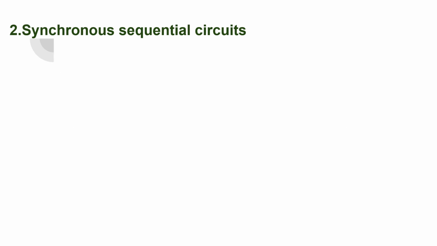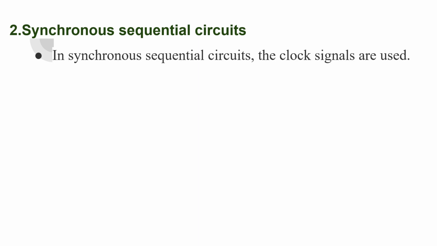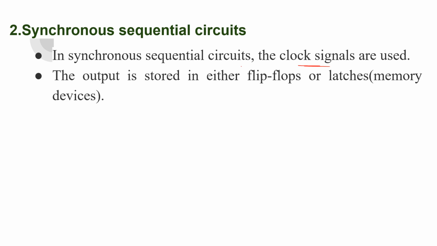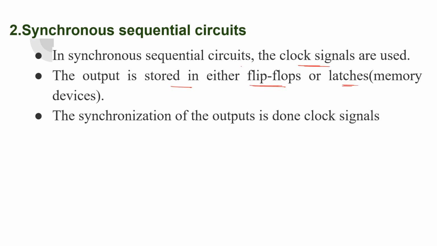Next, the second one, synchronous sequential circuits. In synchronous sequential circuits, the clock signals are used. The output is stored in either flip-flops or latches. In general, these two are the memory devices. Next, the synchronization of the outputs is done by clock signals. What is synchronization? Those things I will also cover in coming videos.